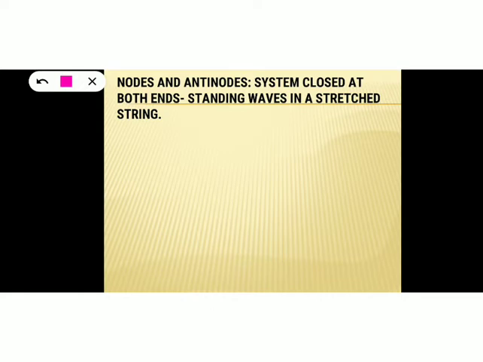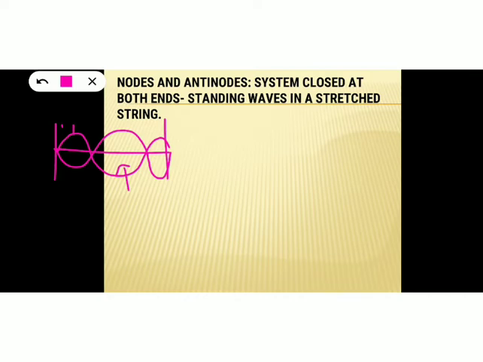If we consider a string like this, stretched at both rigid ends, it will be a stretched string. And if we pluck this string at the middle, we can see the formation of a standing wave like this in the string. And these are the antinodes, and these points represent nodes.